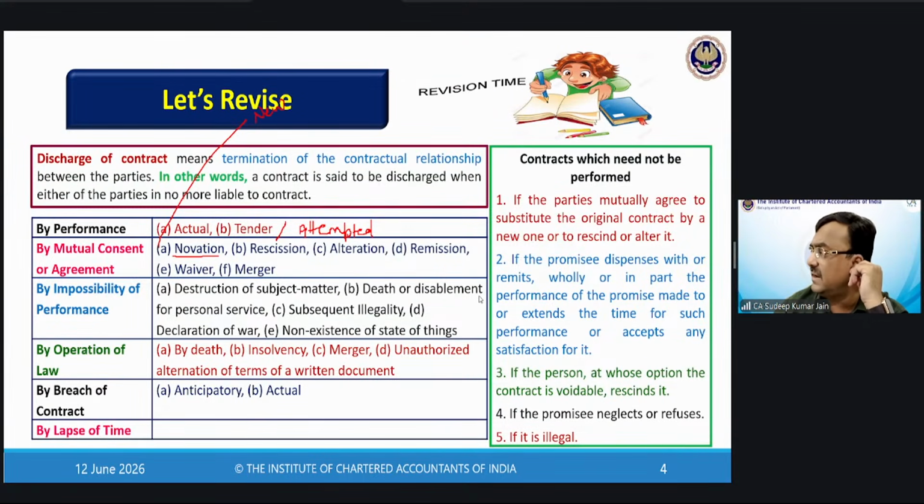Sir, only Indian Contract Act, only I am able to mug up the point. Please help me out. Beta, please clear, Pratik. What do you want to actually ask?